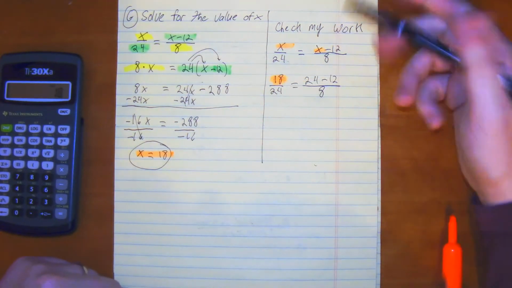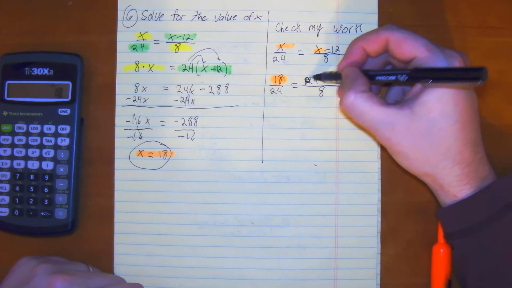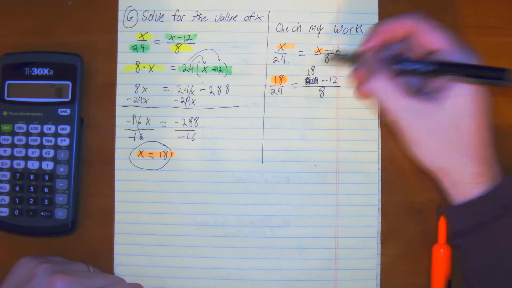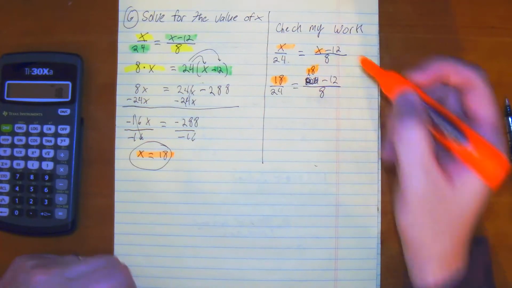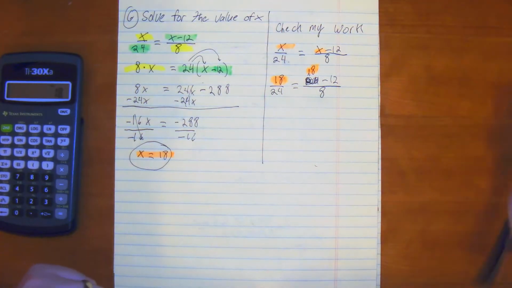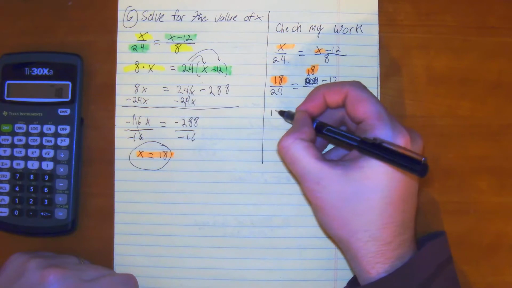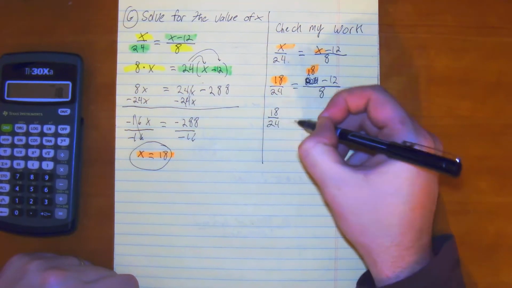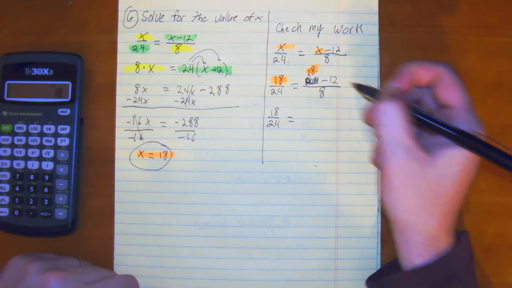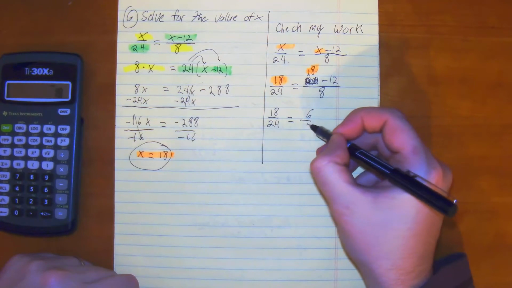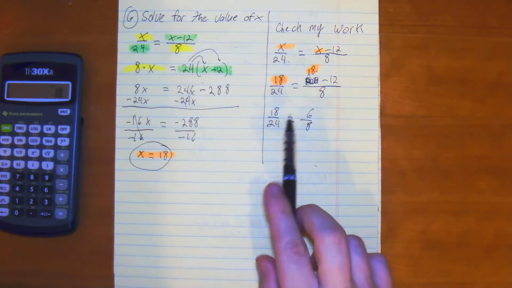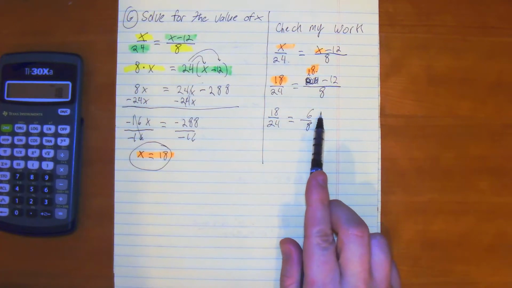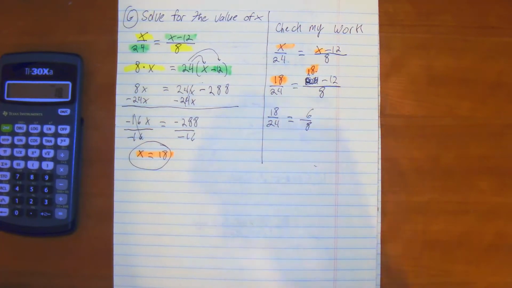Actually, I made a little mistake. You can see, glad I looked over. 18 goes right there. So we have 18 all over 24 is equal to 18 minus 12, 6 over 8. Well, we're in a predicament again, guys. 18 doesn't equal 6 and 24 doesn't equal 8.